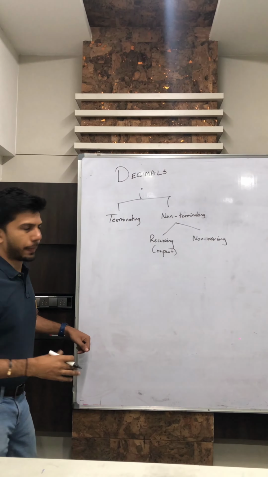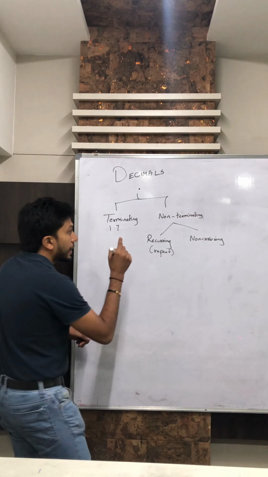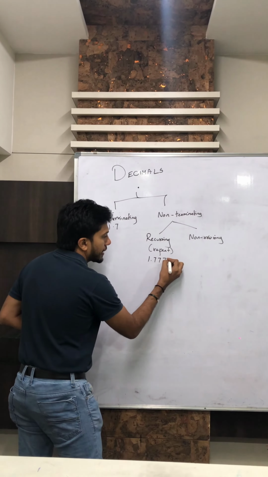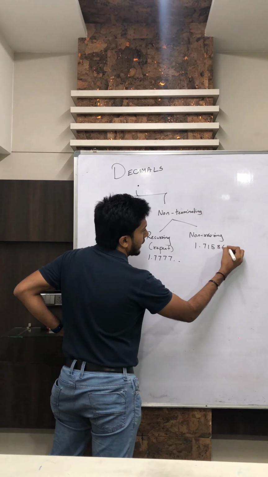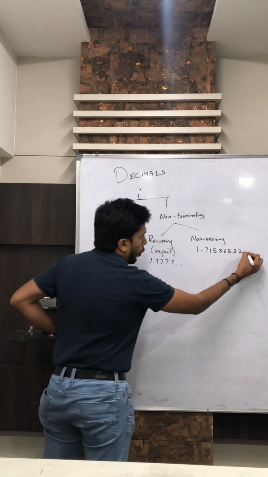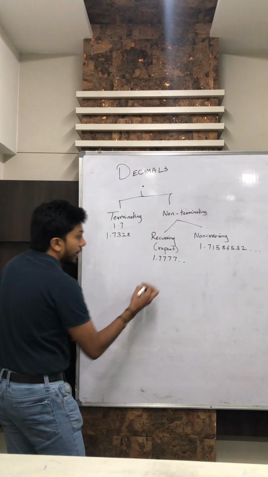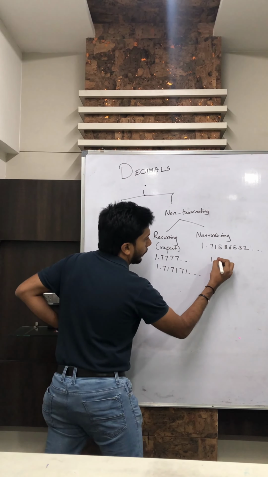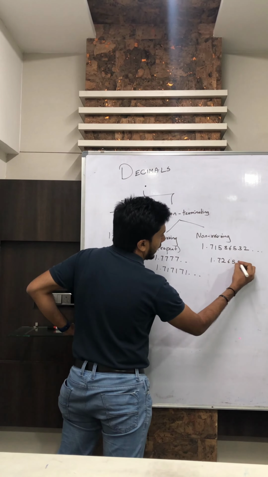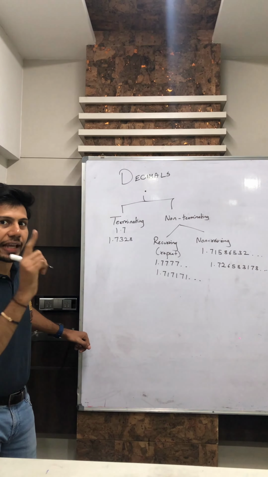Let us see some examples of it. This will become 1.7. Okay. This will become 1.7777 and so on. This will become 1.71586532 and so on. So this can be 1.7328 and stop. This can be 1.717171 and stop. And this can be 1.72658317something and other. These are your three types of decimals.